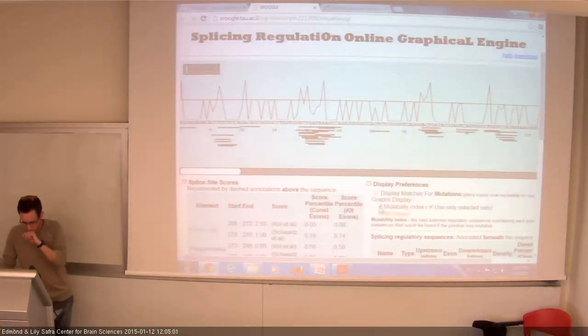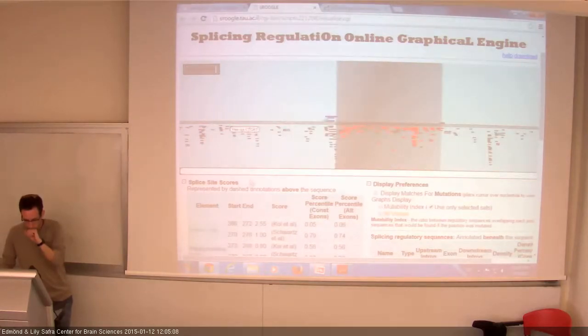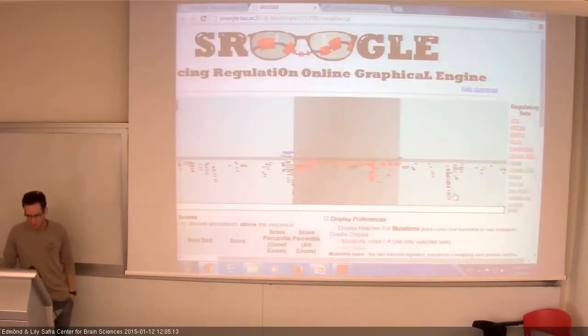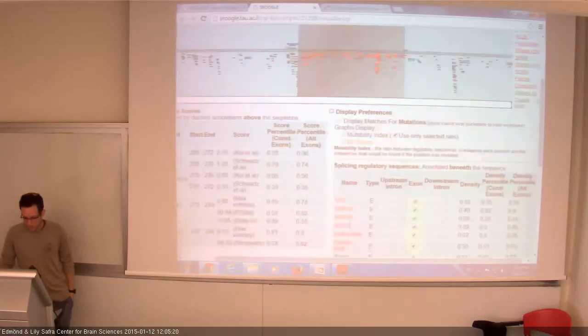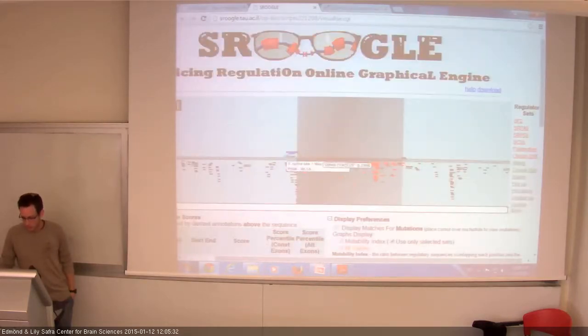Wait a minute, I don't want the mutability index. Let's zoom out. So now you can choose the different elements that affect splicing. And you can add or take off different consensus sequences that were discovered by different groups. So for instance, the red are SR protein sequences.